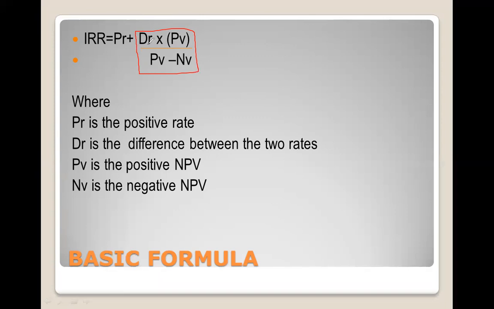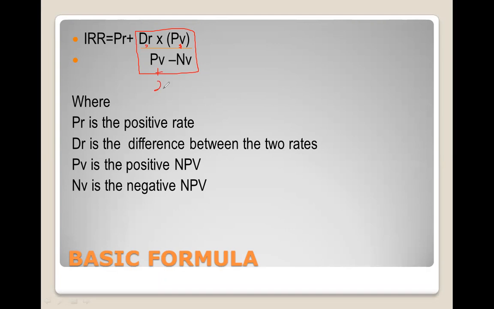We are going to take the difference between the two rates. Say 20 minus 15, then you get 5, so you put 5% here. That's the difference between the two rates. Then you take the positive NPV in dollars, and you divide this component by the positive NPV, then you deduct the negative NPV. But you need to be very careful on your maths.